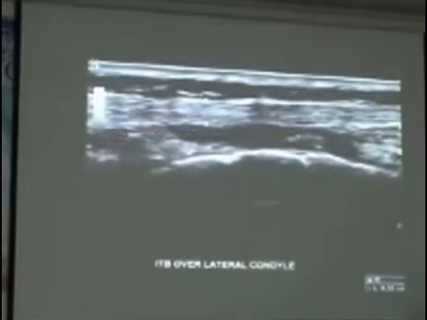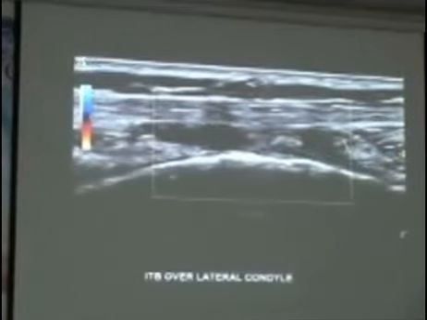So coming down a little bit further, you can see this is the normal iliotibial band, and deep to it we've got this fluid-filled bursa.